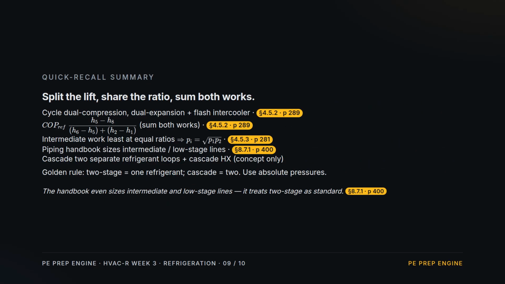Quick recall. The cycle is dual compression, dual expansion with a flash intercooler. Refrigerating COP is the evaporator effect over the sum of both works. Total work is least when the stages share a ratio, which sets the intermediate pressure to the geometric mean. The handbook even sizes intermediate and low stage piping. Cascade uses 2 separate refrigerant loops, joined by a heat exchanger, a named concept. Golden rule. 2-stage is 1 refrigerant, cascade is 2, and pressures are absolute.